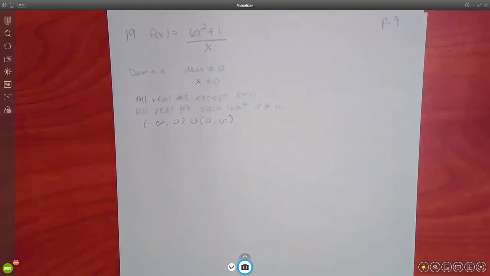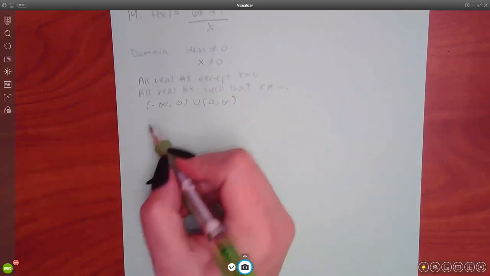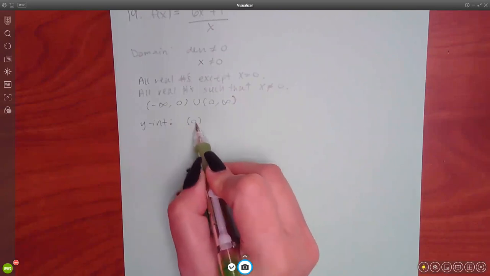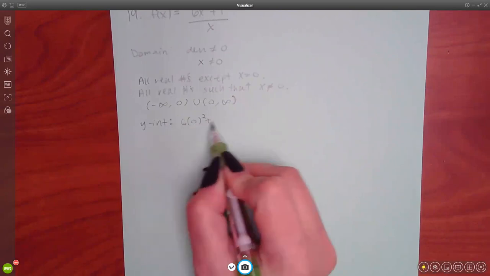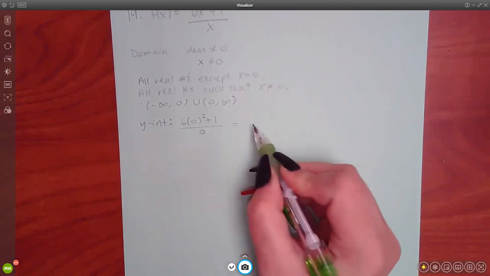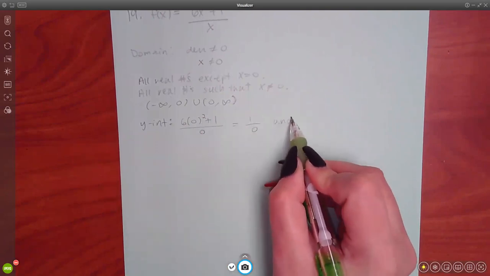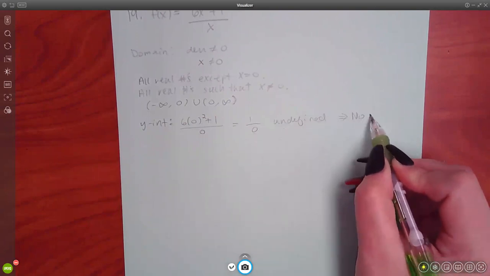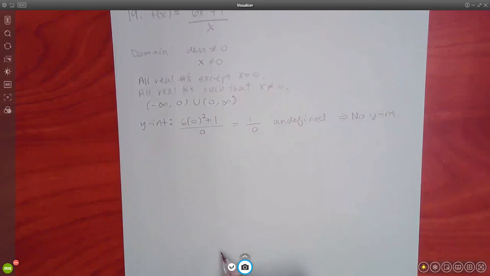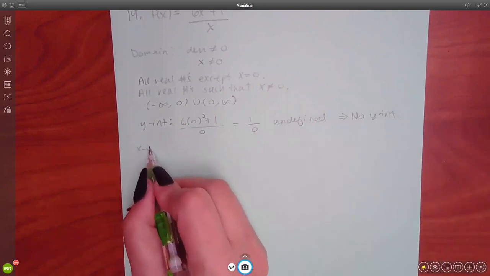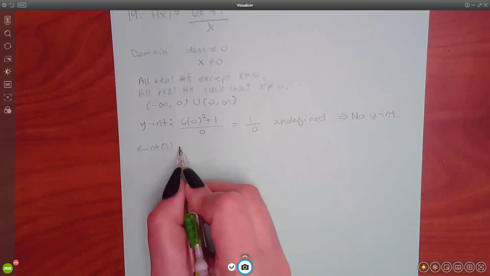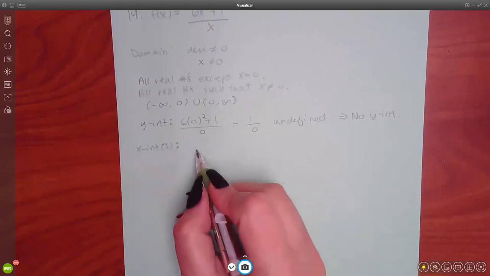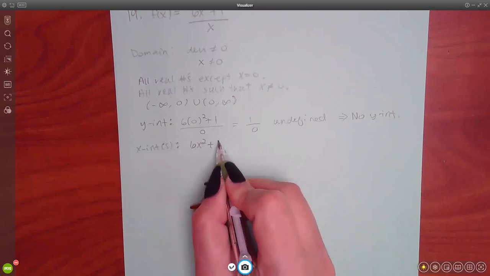Let's go finish. We haven't done any of the other five steps yet. So y-intercept first. That we get by plugging in zero. But I get 1/0, which is undefined. And if I get undefined, then that means I have no y-intercept. Now the next step is the x-intercept or intercepts. Could be one, none, multiples, we don't know. We get that by taking the numerator equal to zero.